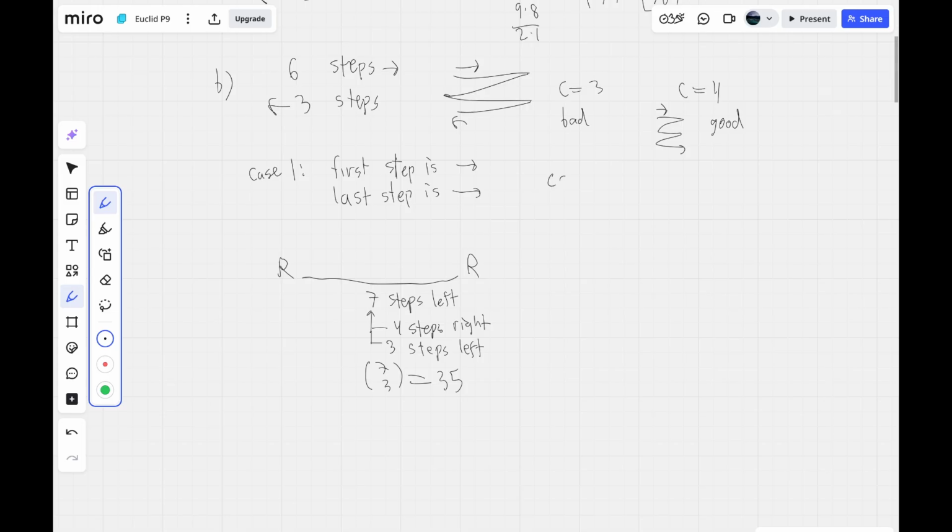And case 2 is when the first and last step is to the left. Right? We can do the same thing here. It's just L for left, R for right, L for left. And then there are still 7 steps left because 9 steps are taken in total.